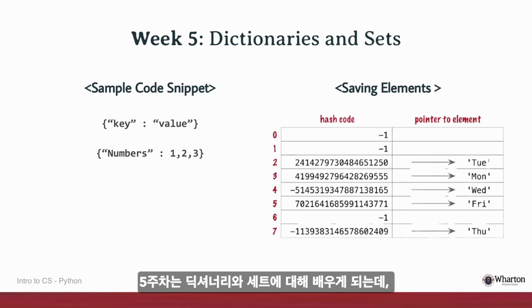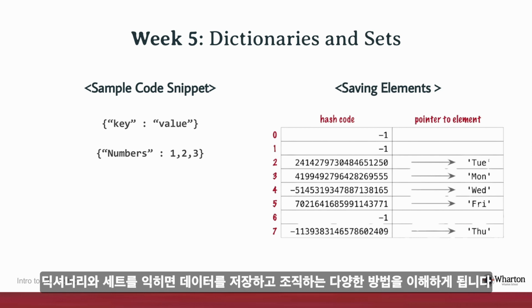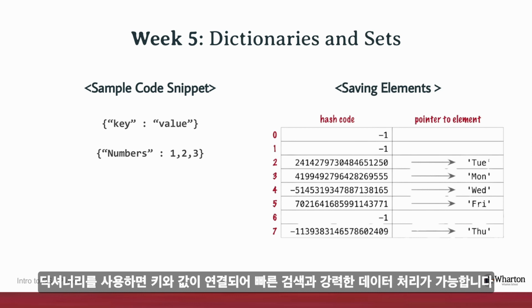Week 5 is about dictionaries and sets, which is a similar concept to a list, but with a slightly different way of organizing data. You'll understand how to work with these powerful data types and different ways of storing and organizing data. With dictionaries, you associate keys with values, allowing for fast retrieval and powerful data handling.